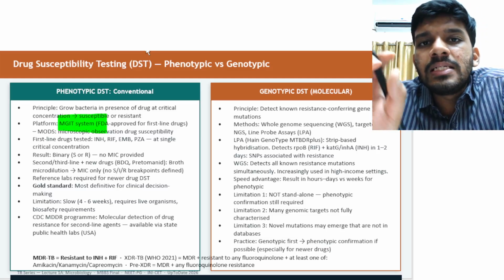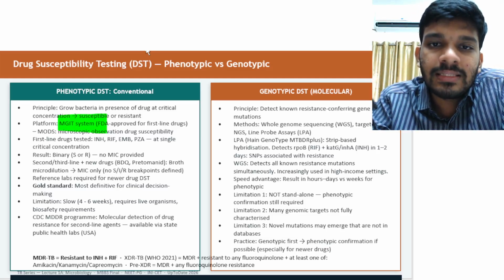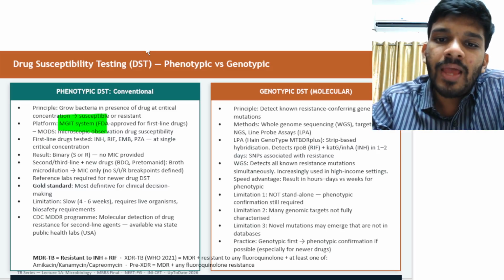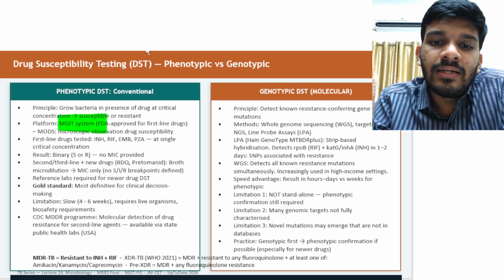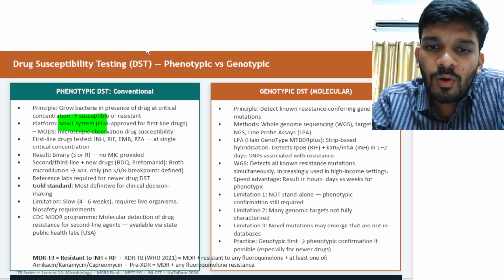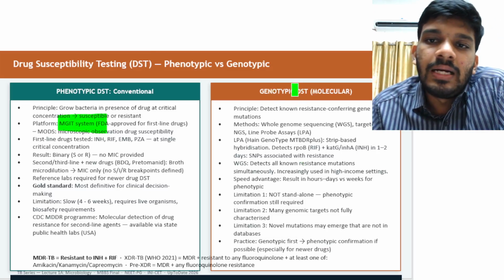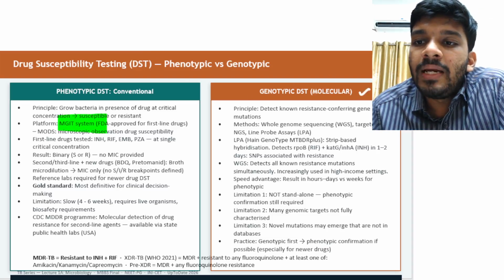That again, the limitation is same as culture. It is slow, it takes time, it requires the live organisms, and all of this has to be done at a reference laboratory. Okay. Now, genotypic drug susceptibility testing, which is now becoming more commonly used.